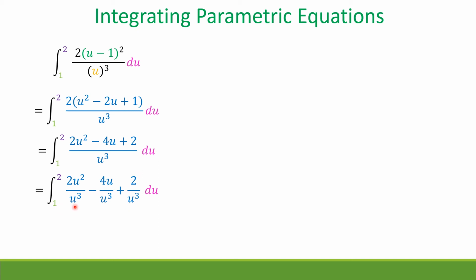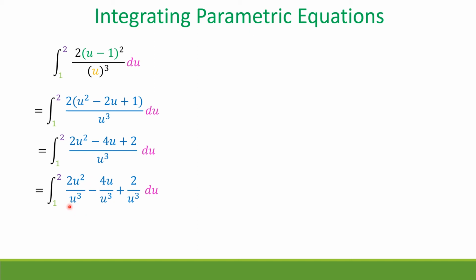Now, because I've separated them out into three separate terms, it is easier to integrate. But before I can do that, I'm just going to tidy up the terms. So I've got u squared divided by u cubed. So I can cancel the powers, so the squared and the cube cancel, leaving me with just a 2 over u. Or I can subtract the powers. So I've got u to the 2 take away 3, which will be u to the minus 1, which is the same as 1 over u.